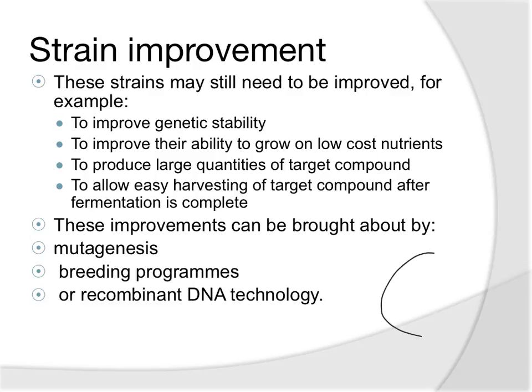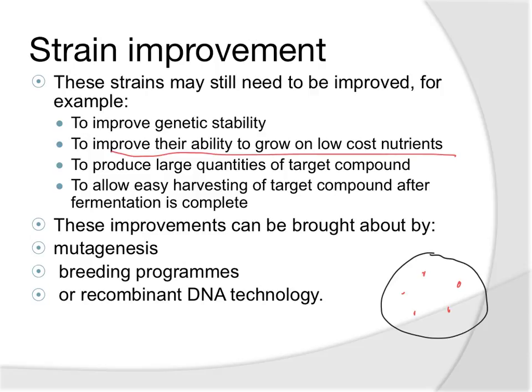So here you are, you've done your work, you've isolated your bacteria that you're interested in, and lo and behold they produce a very useful product. But the actual strain that you've got, there might be some problems with it. It might be that they're not really very genetically stable. It might be that they actually cost an awful lot of money. The nutrient that you're using, or the nutrient agar that you're using, is a pretty expensive one. So you may want to improve the ability of that microorganism to grow on lower costing nutrients.